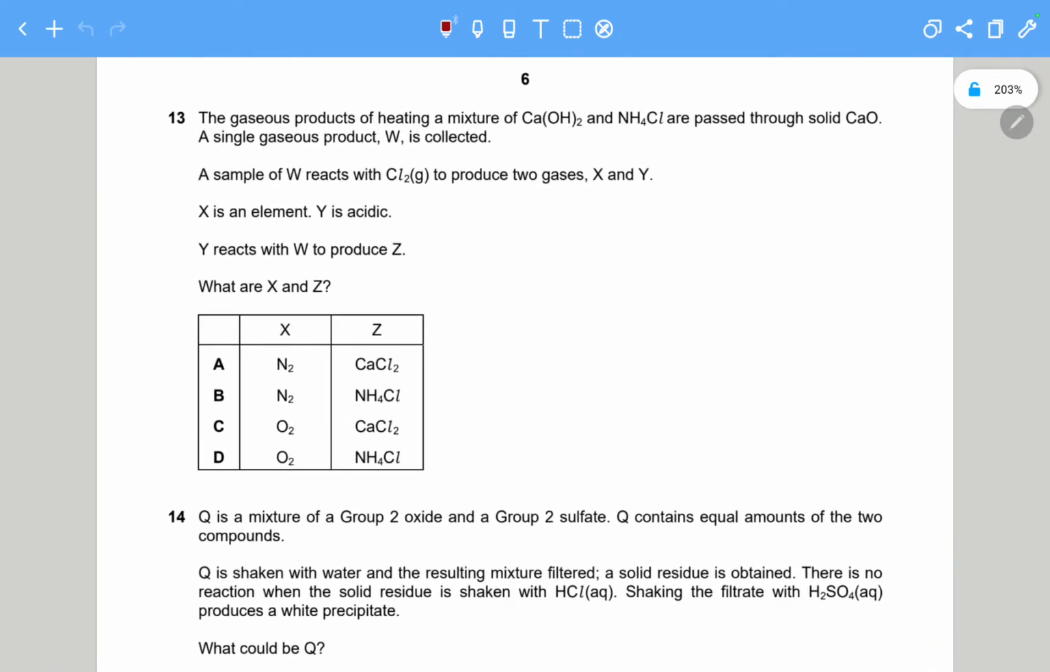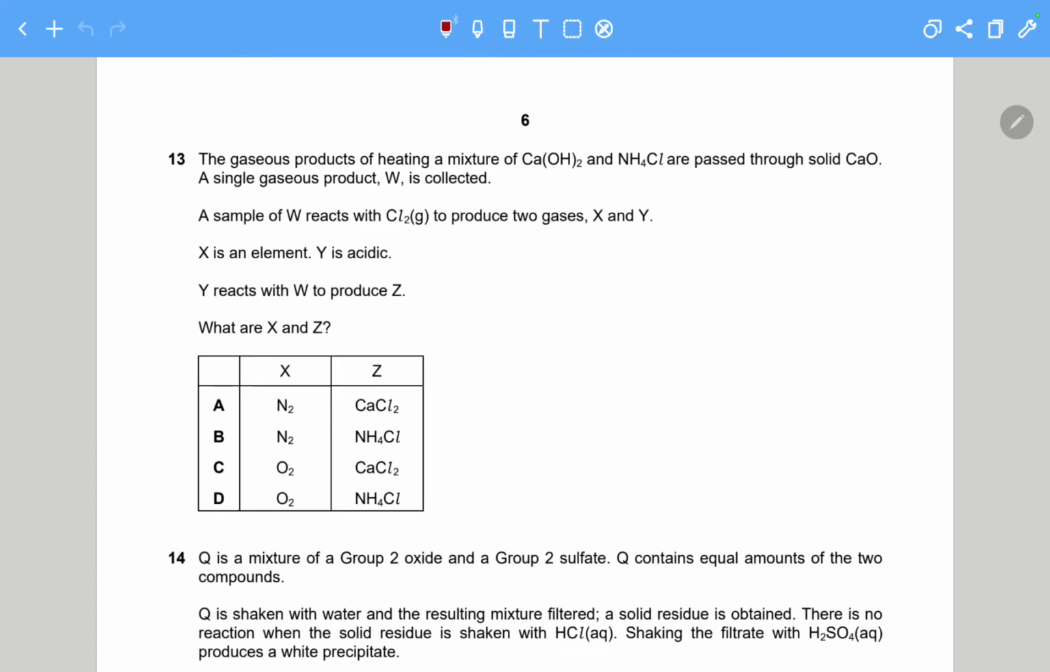Then, the gaseous products of heating a mixture of calcium hydroxide and NH4Cl. Stop right there. Calcium hydroxide with NH4Cl, it's a base with an ammonium salt. It gives NH3, CaCl2, and H2O. So we know this information. Now let's proceed. They are passed through solid calcium oxide. A single gaseous product, W, is collected. Now the only gas I can see here is NH3. So W is NH3.